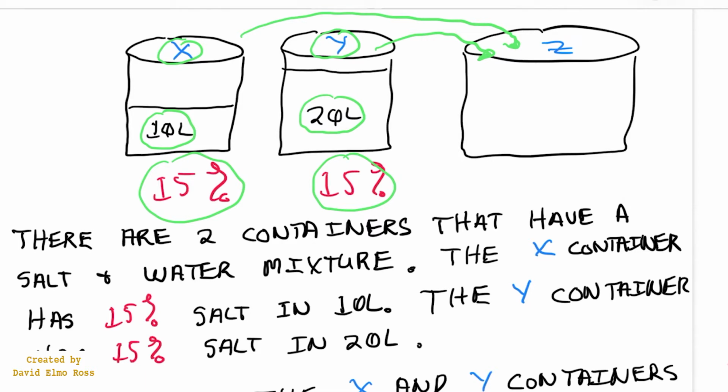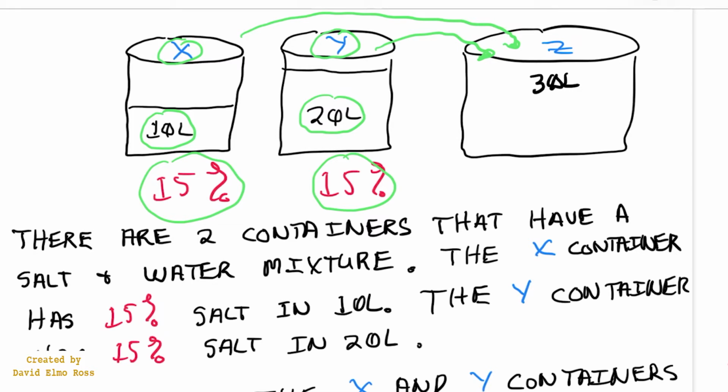And what we need to typically find out is in the final container here, what is the total amount of material? And I think this is pretty straightforward. 10 liters plus 20 liters is going to give us 30 liters of material. And then the harder part is to figure out what percentage of salt are we going to have.